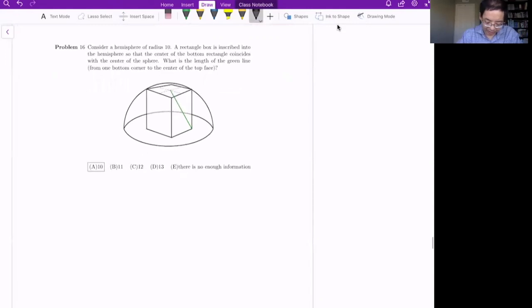Let's look at the second one, problem number 16. Number 16 is about solid geometry. So we have a rectangular box inscribed inside a hemisphere, right? The top 4 corners touch the sphere, and the bottom is on the bottom of the hemisphere. Okay, so what do we have?